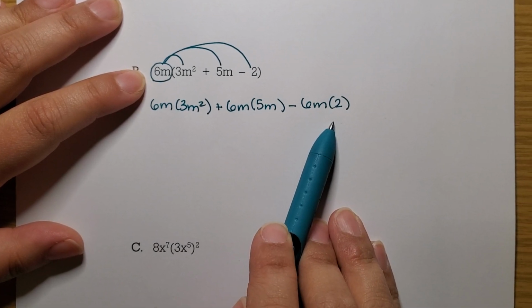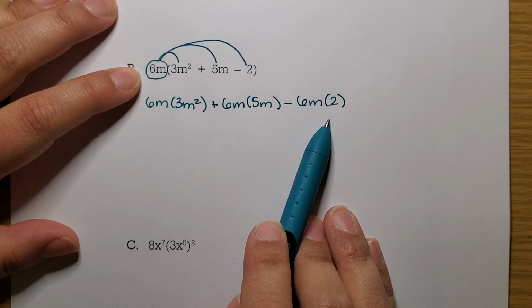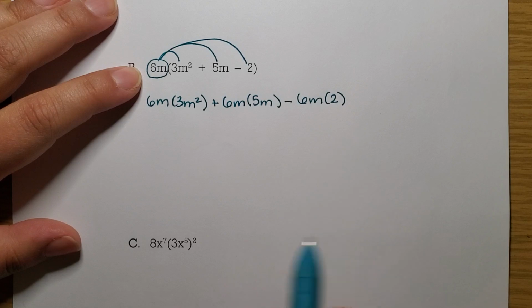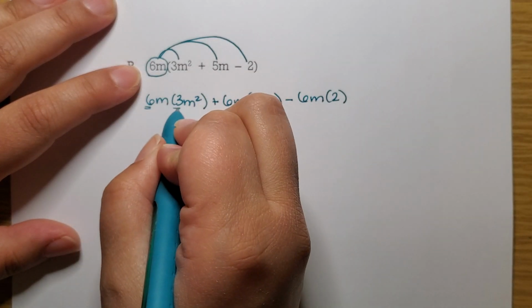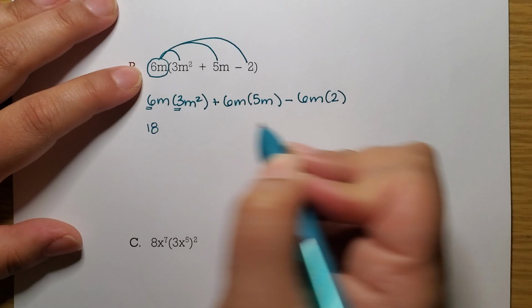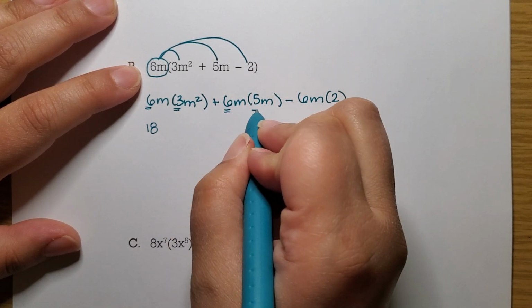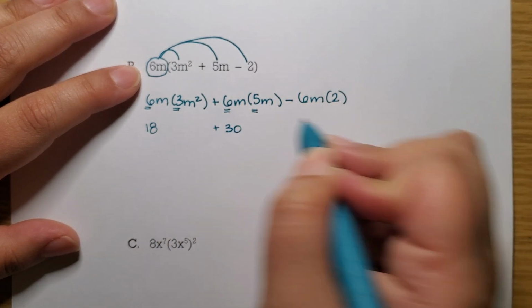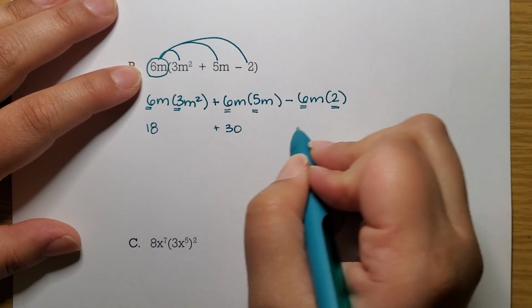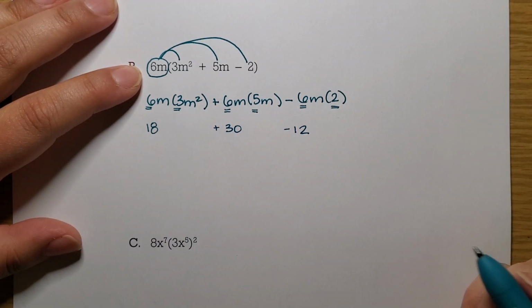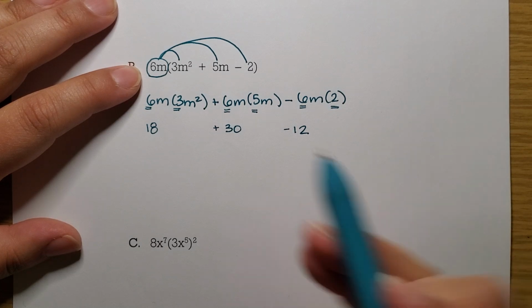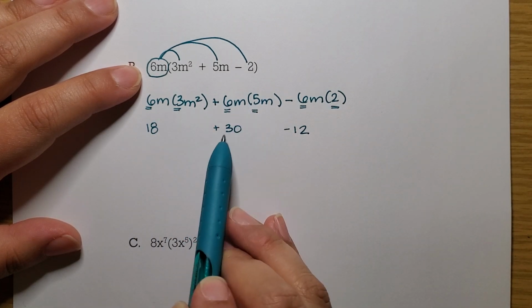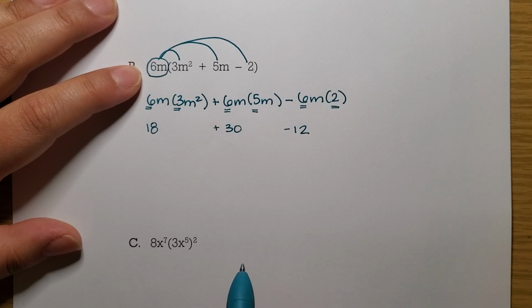I'm going to simplify them using a combination of associative property and product property of exponents. Here's what I mean by that. 6 times 3 is 18. 6 times 5 is 30. 6 times 2 is 12. That's my associative property in play here. I'm kind of grouping it so that I'm just multiplying the coefficients, the number parts.